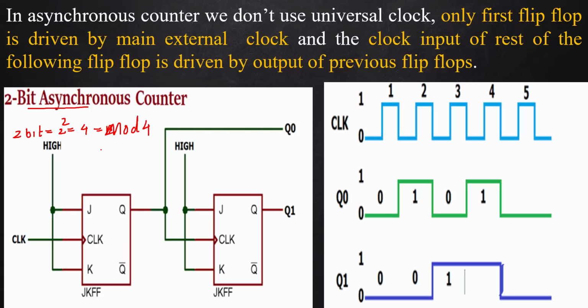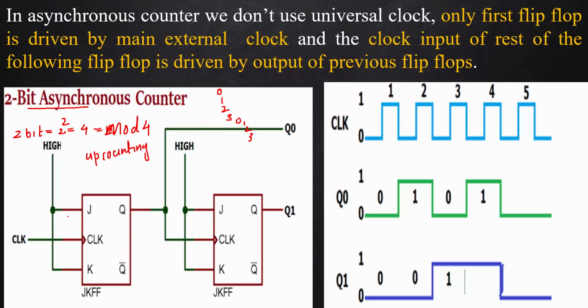And this structure is indicating up counting. Okay, this is up counting. That means it will count in ascending order. This is mode 4, so it will count 4 different states like 0, 1, 2, 3, and will repeat the same pattern like 0, 1, 2, 3. So this is the functionality of your mode 4 up counter.